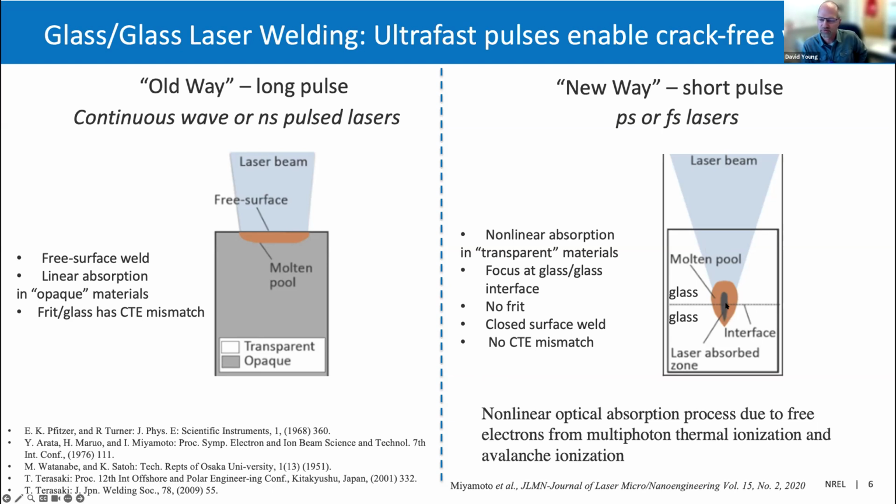So in this case, you actually focus just below the interface of the glass, and that deposits the energy there, and it forms kind of this oval shape weld, and it doesn't require any frit. It's just using the glass that's part of the glass that you're trying to weld together. So you don't have to introduce any material. But most importantly, it's in a closed surface. So all you're doing is just melting that material and causing it to fuse together, but you're not losing any material. And there's no need for CTE mismatch because it's all the same material.